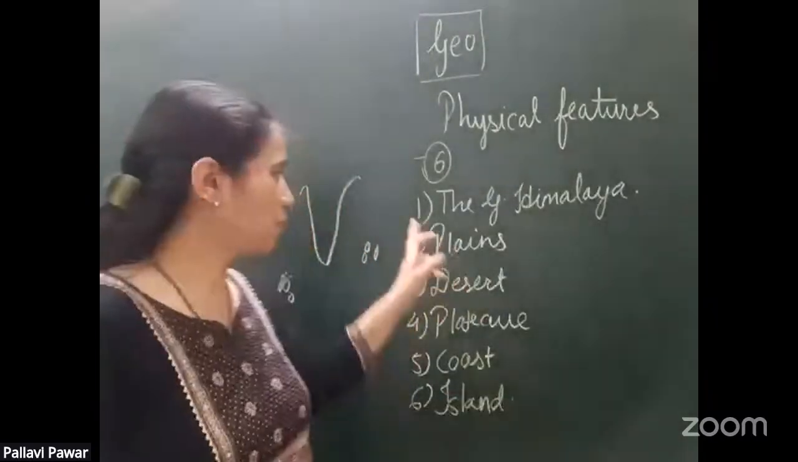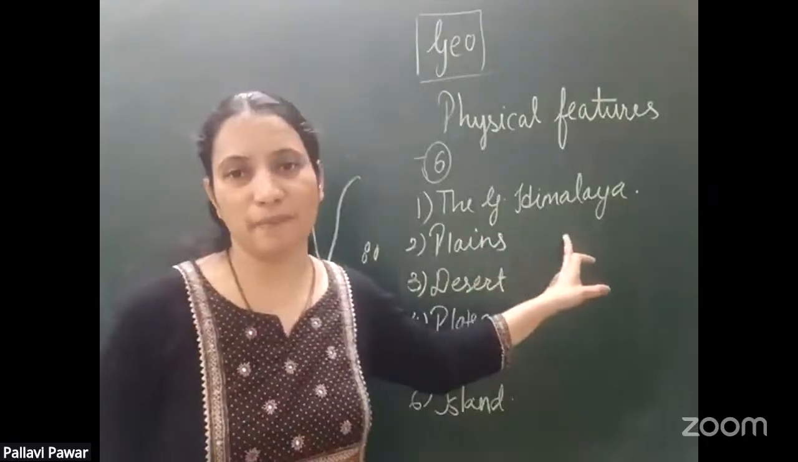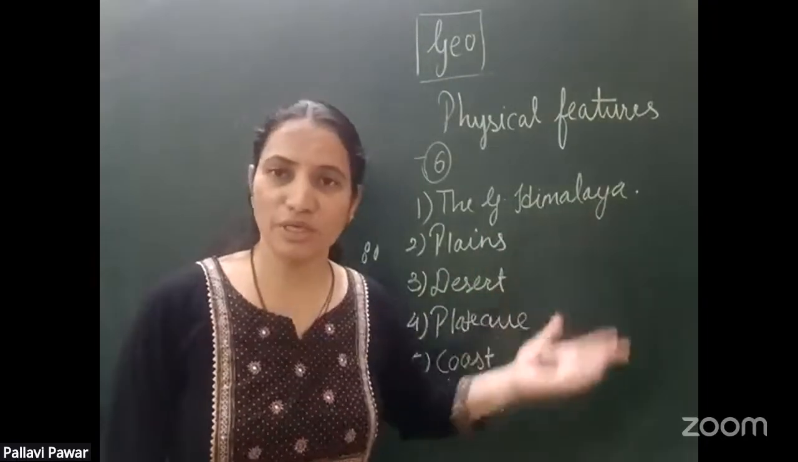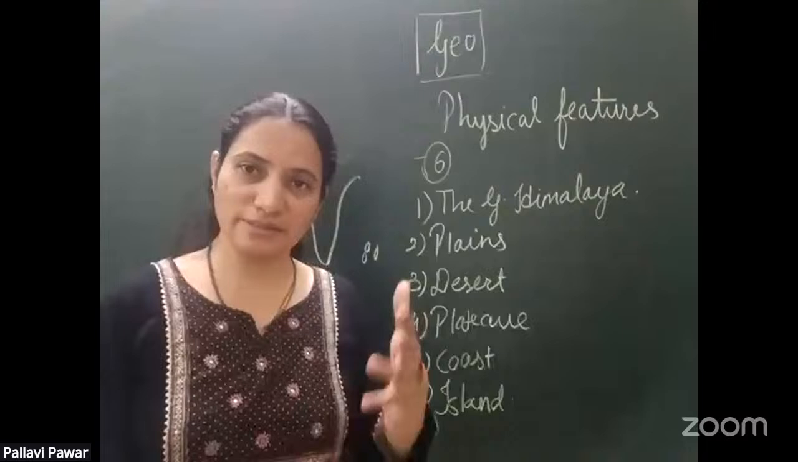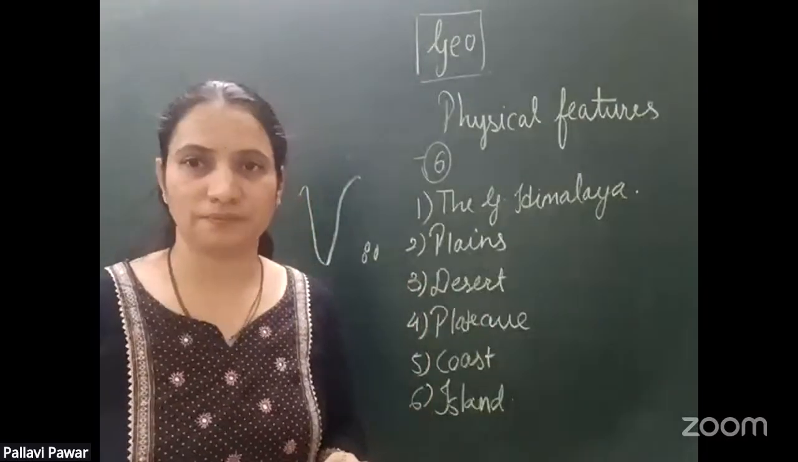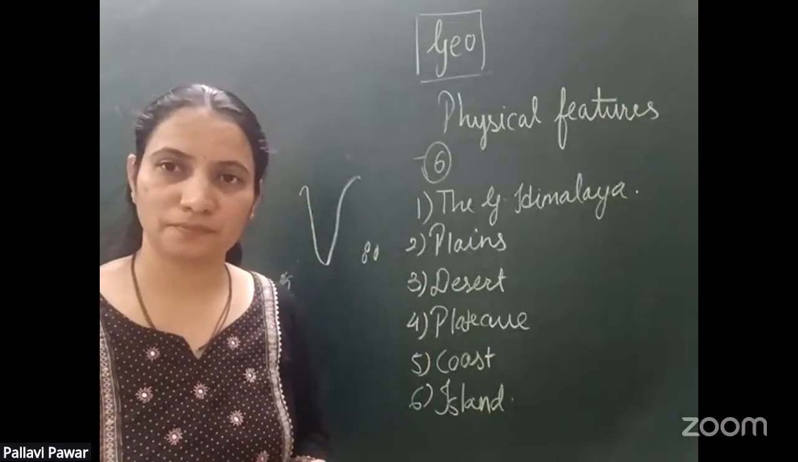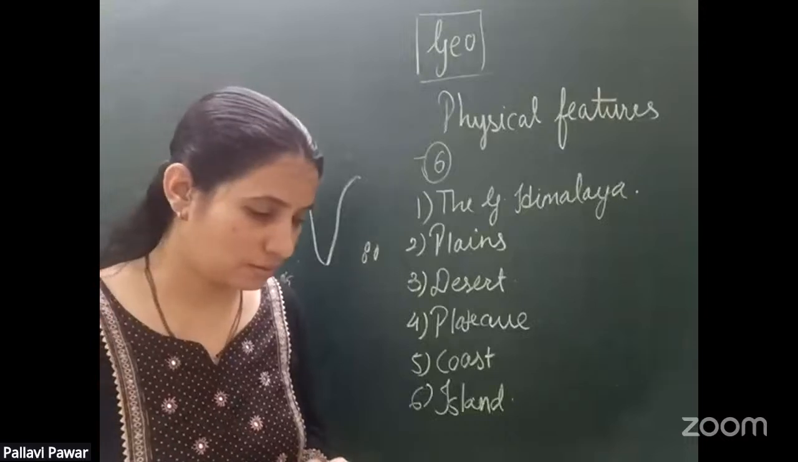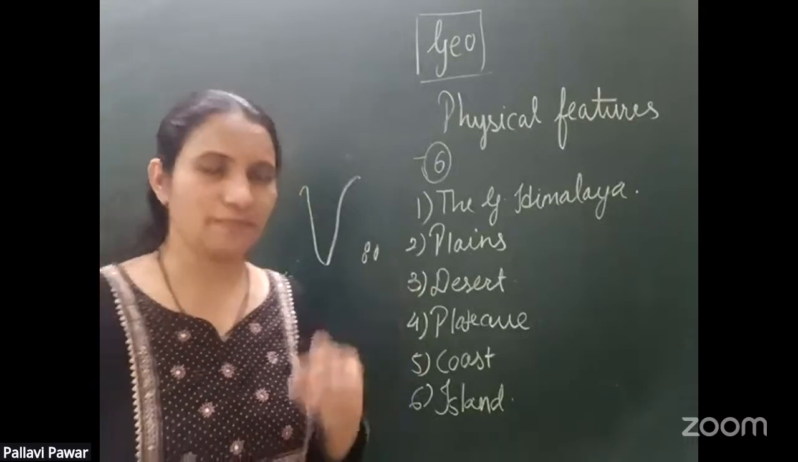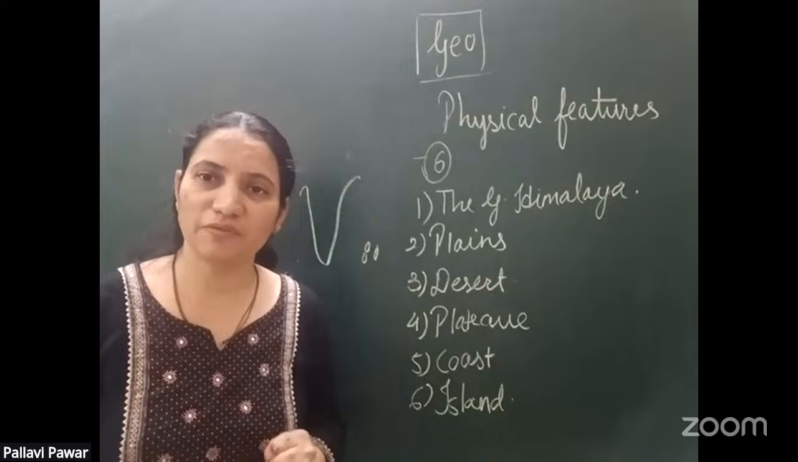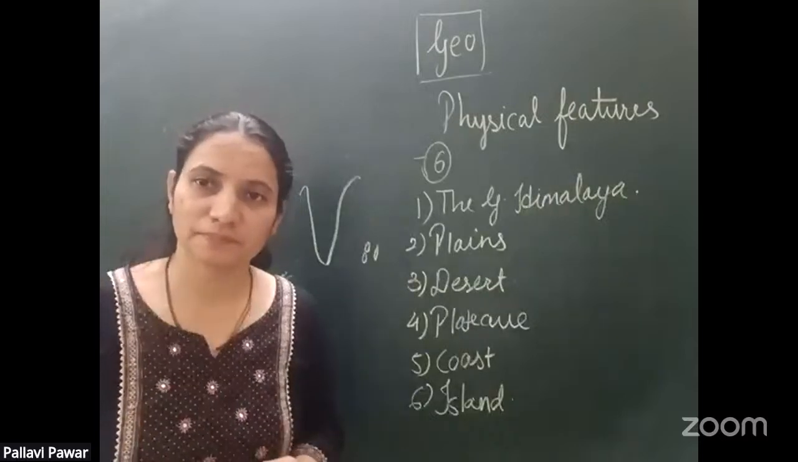Now we will see about this. The first important physical feature is the Himalaya. Okay, you know about Himalaya? How is the Himalaya divided? Three parts. Can you tell me which are they? Himalayan, Himadri and Shivalik.